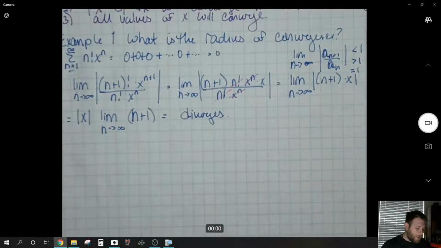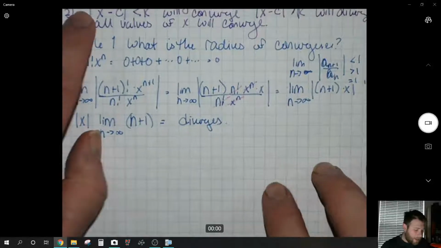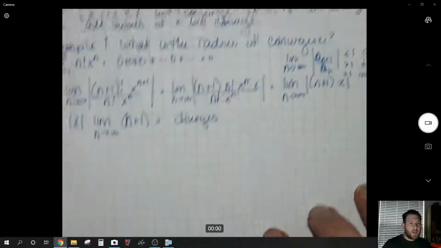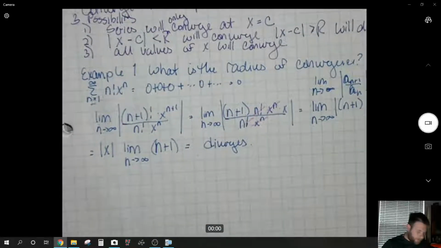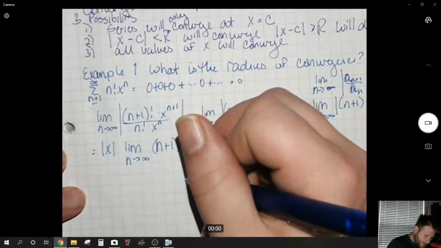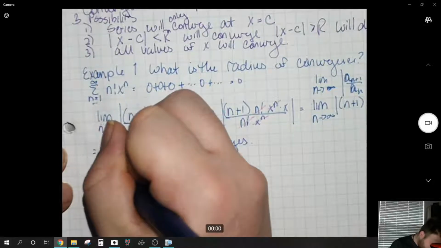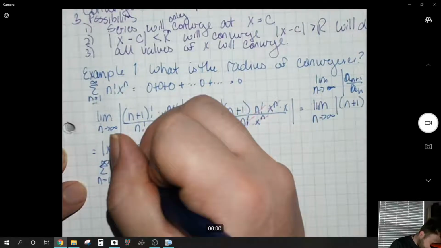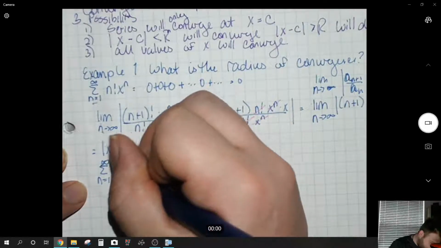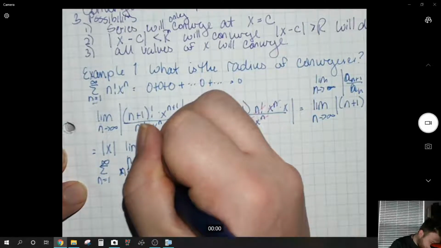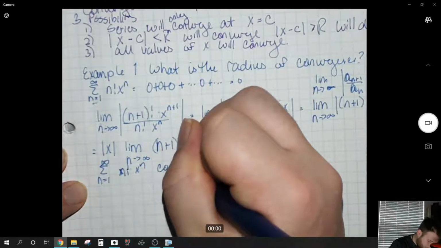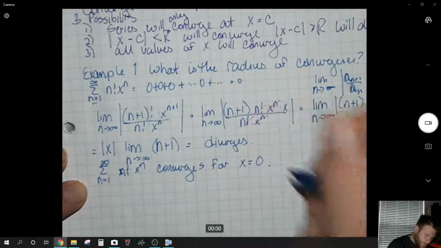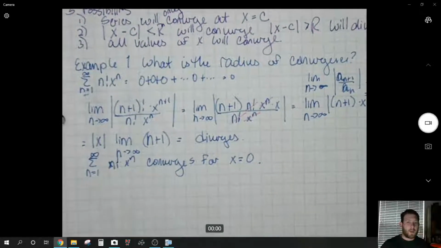So in this example, we have the first case of our convergence. The series will only converge at x equals c. That means that for this series to converge, x must equal 0. Sorry, I have to write out the problem. That's it. It's the only spot in which it converges.